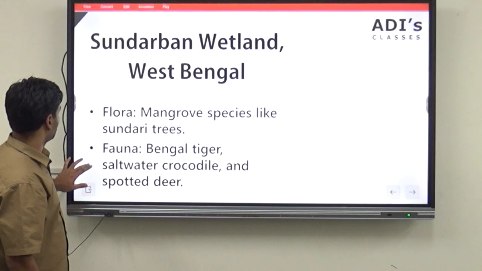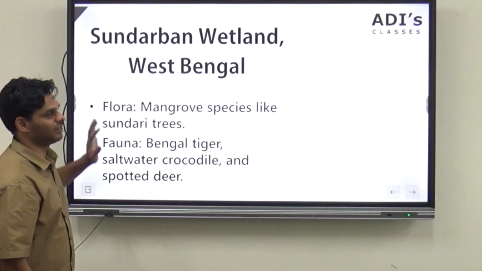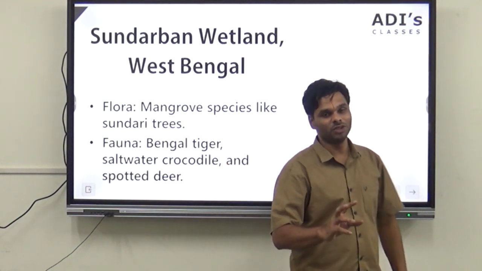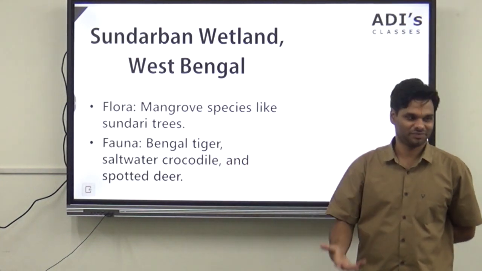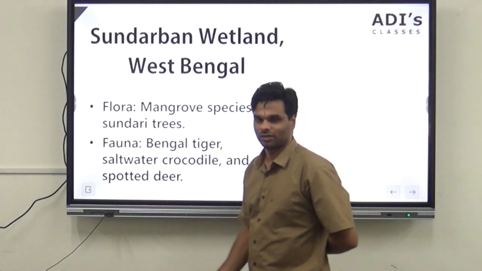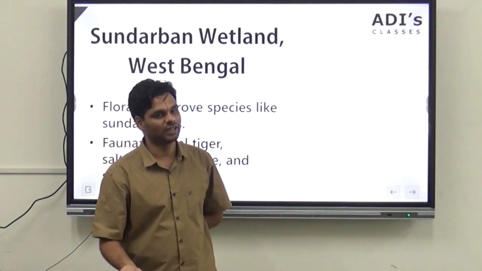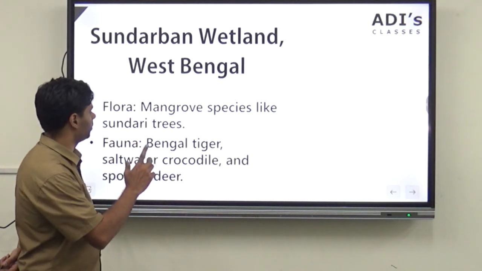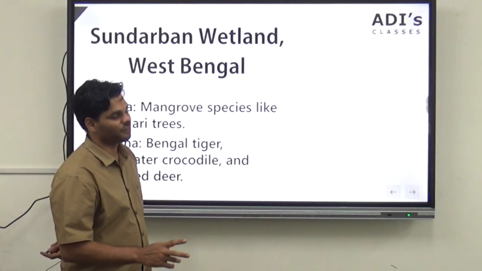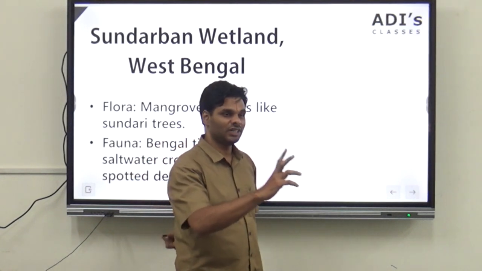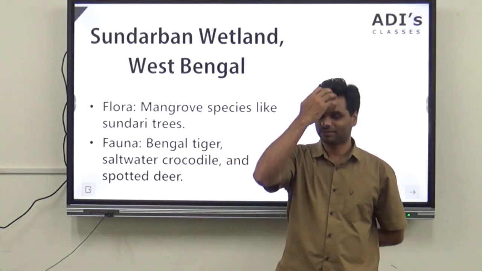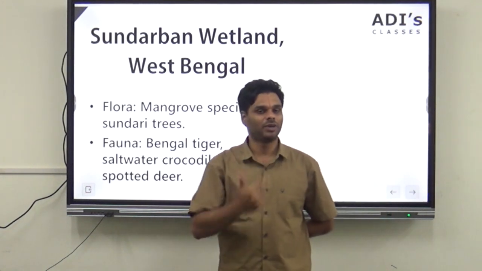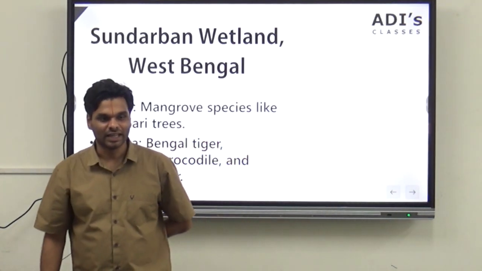Sundarban, by far the most diverse wetland. Not the most diverse, but by far the most interesting wetland for humans. It's spread across two countries, correct, no? India and Bangladesh. So Sundarbans is home to what we call halophytes. What is a halophyte? Mangroves are an example of halophytes, right?